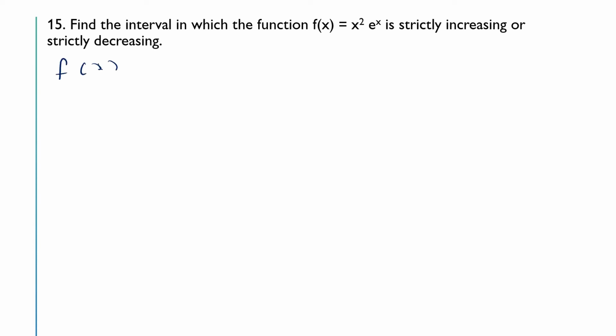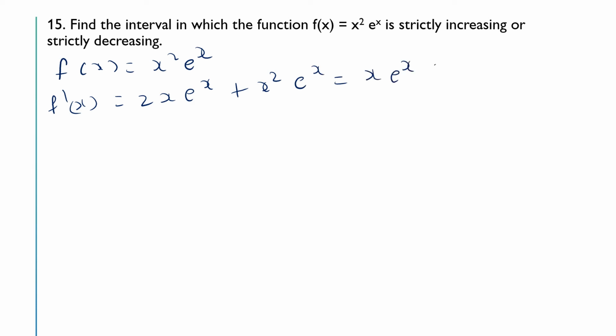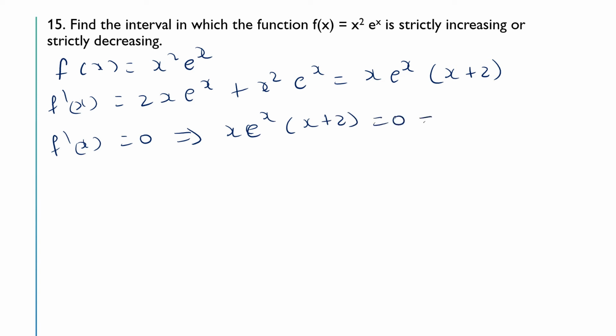So here f of x is x squared into e raised to x. f dash of x will be 2x into e raised to x plus x squared into e raised to x. Or here we can take x into e raised to x common outside, into x plus 2. At the critical points we have f dash of x equal to 0, which means x into e raised to x into x plus 2 equal to 0. So we get x is equal to minus 2 or 0.